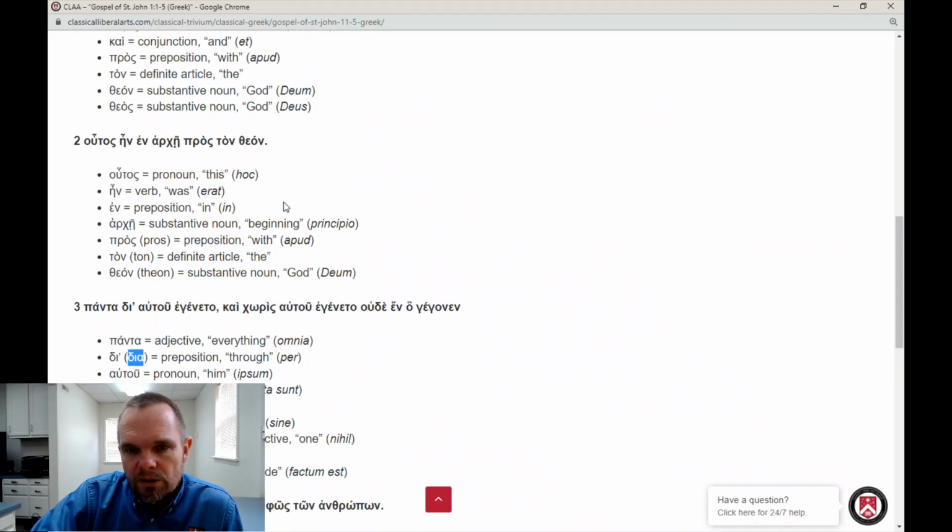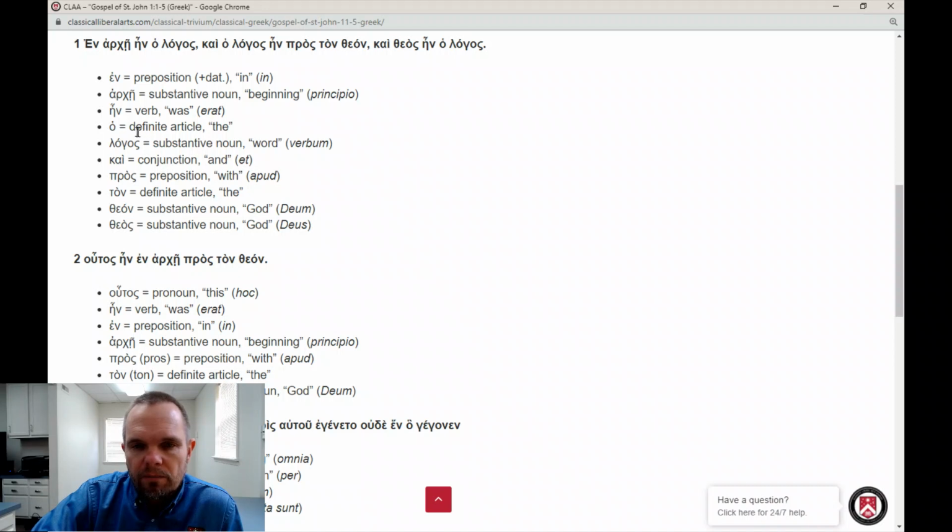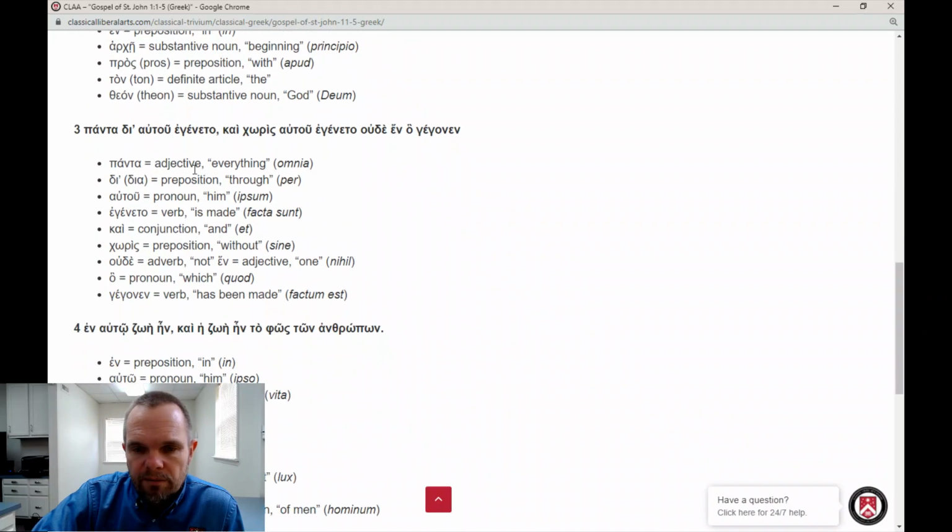I want to show you how important it is to be careful, because if you look here, we learned ha, the letter omicron with rough breathing was the definite article. All right? But if we scroll down and look at verse 3, we see this here, ha, with an accent mark added, which is actually not the definite article, but a pronoun. So sometimes Greek can be that specific, where a different sign on a letter can actually identify a different word.